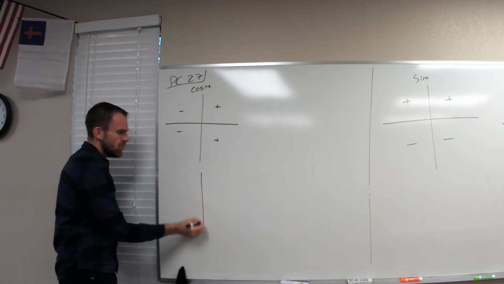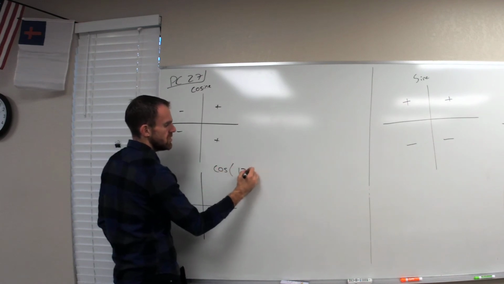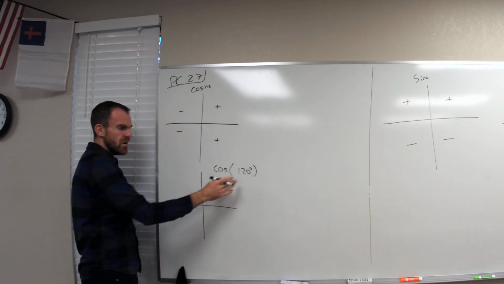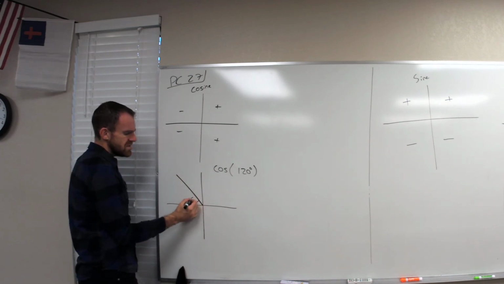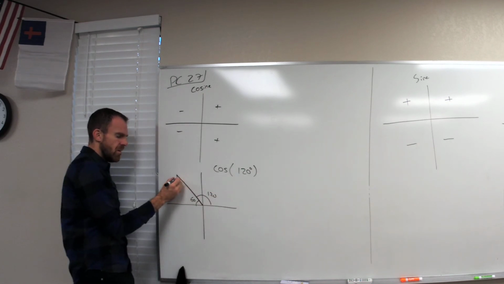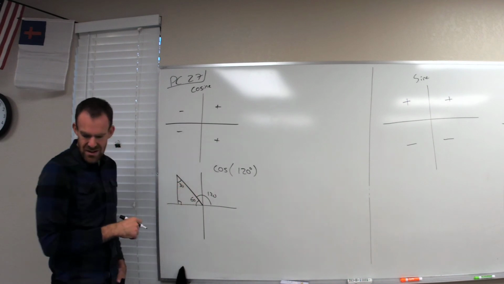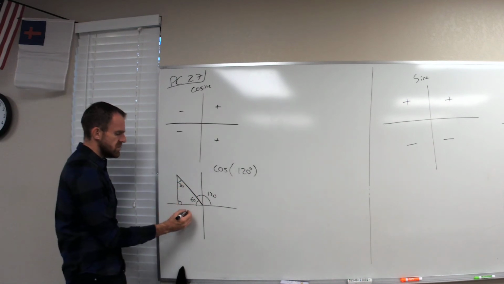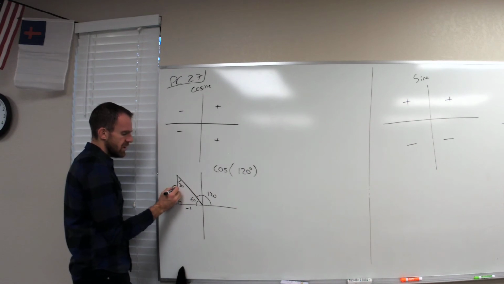Let's do an example just for fun. Let's find cosine of 120 degrees. So where does 120 live? Well, it lives right about there, with this as 60 if this is 120. So I'm going to draw my triangle down and then fill in the missing spots in my 30, 60, 90 triangle. So that would be -1, square root of 3, and 2.